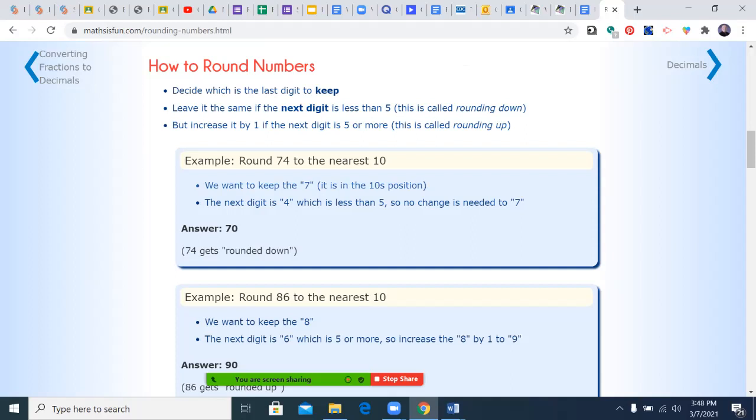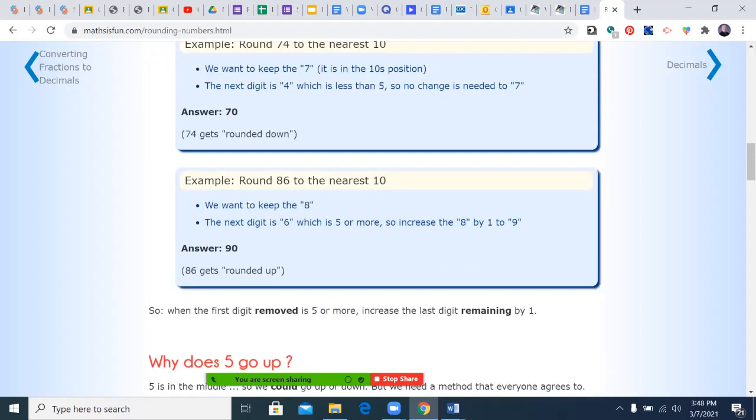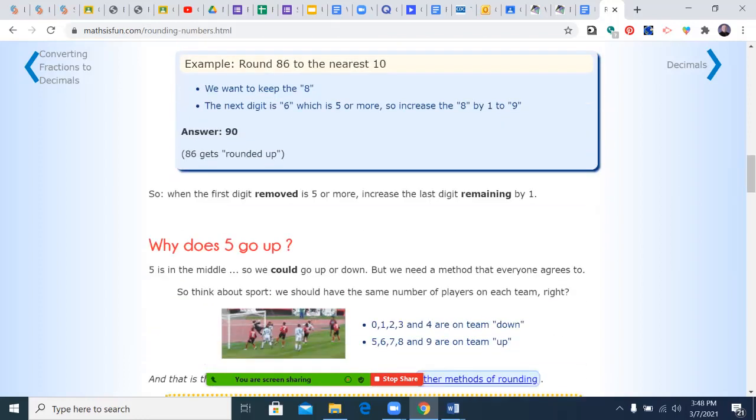Example: 74 to the nearest 10. I look at the 7. I look next door. 4 is not 5 or more. So I keep it as a 7, and it became 70. 86: I look in the 8 tens because we're rounding to the nearest 10. I look next door. 6 is 5 or more. So that 8 goes up by 1 to 9 and becomes 90.